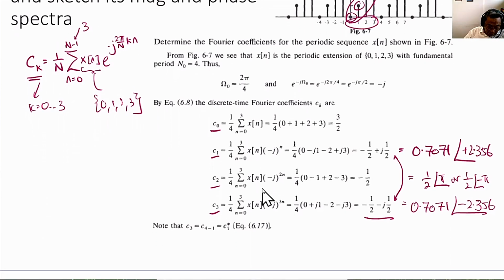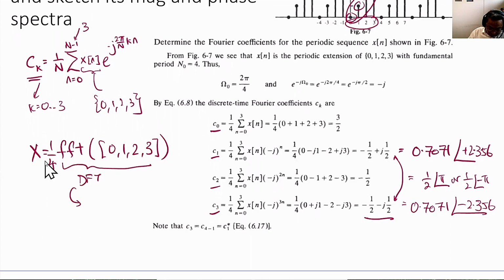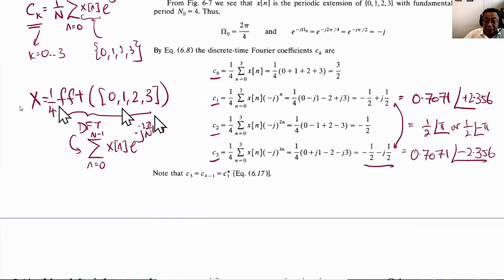Now I'm going to use MATLAB to compute for you, and in MATLAB the idea is this: you can write this equation, x equals 1 over 4 times FFT of 0, 1, 2, 3. You have to do 1 over 4 because 1 over 4 is 1 over N, and this FFT is actually doing the DFT, and DFT is this equation here, sum from n equals 0 to N minus 1 of x of n e to the minus j 2 pi over N kn. Alright, so let's see the results of MATLAB.